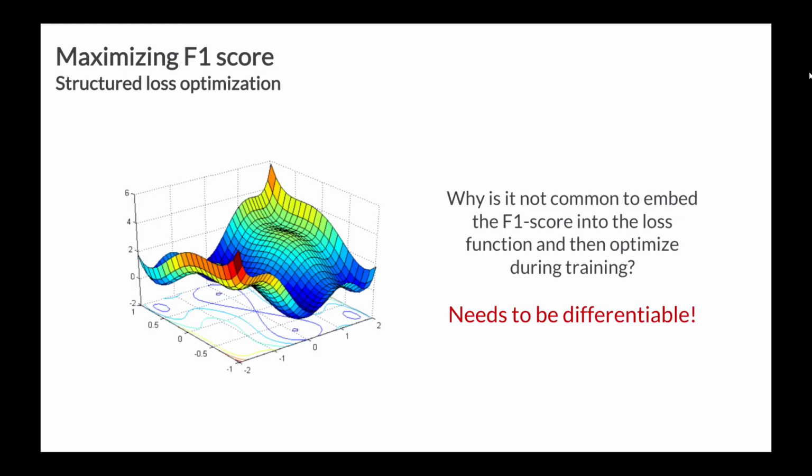So I said that we could probably think of embedding the F1 score into the loss function, but there's a big problem here: the F1 score is not differentiable, and the loss function should be differentiable for optimization. So usually we use the binary cross-entropy loss, and the binary cross-entropy loss not necessarily aligns with the maximization of the F1 score.